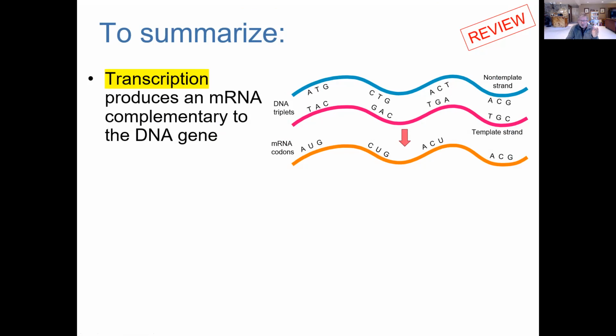Once transcription occurs, if it's a eukaryotic cell, the messenger RNA will leave the nucleus. It goes out through one of those nuclear pores in the outer envelope of the nucleus, goes out into the cytoplasm where it associates with ribosomes, rRNA, and then also we have, of course, transfer RNAs helping to bring in those individual amino acids in translation.